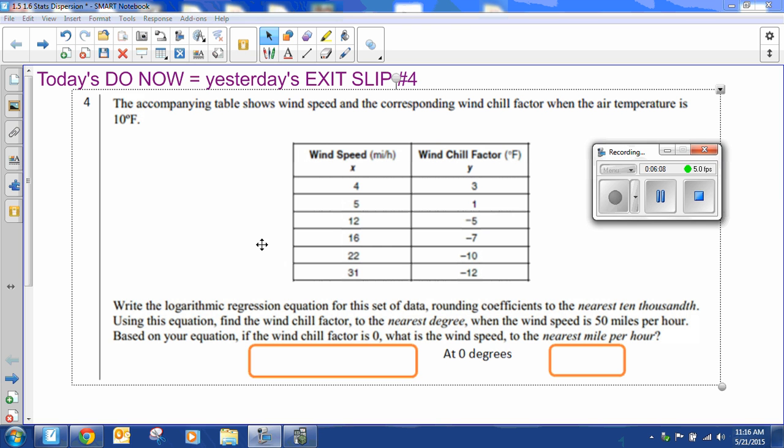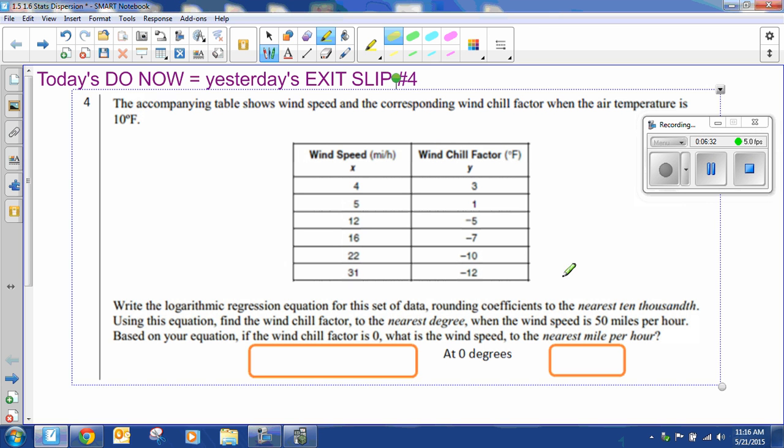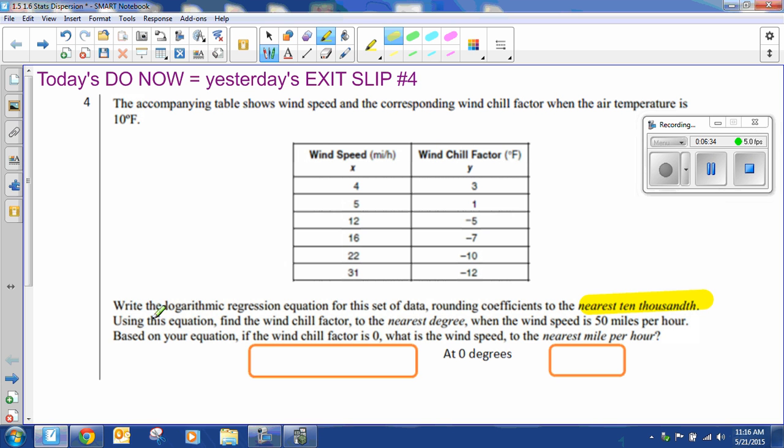Okay, let's look at this one here. I'm choosing this one because this is actually a 3-part question. The accompanying table shows wind speed and the corresponding wind chill factor when the air temperature is 10 degrees Fahrenheit. Write the logarithmic regression equation for this set of data, rounding coefficients to the nearest ten-thousandth. So again, 4 decimal places.